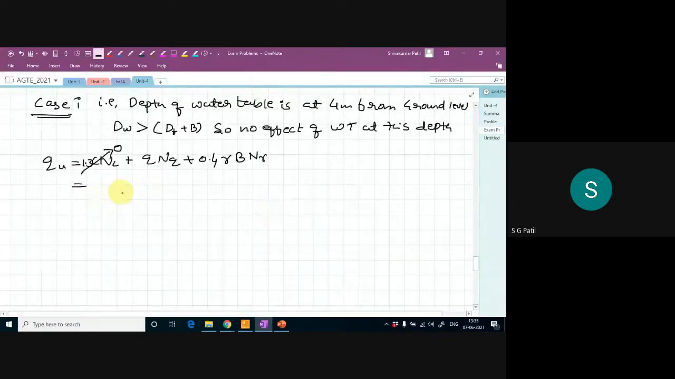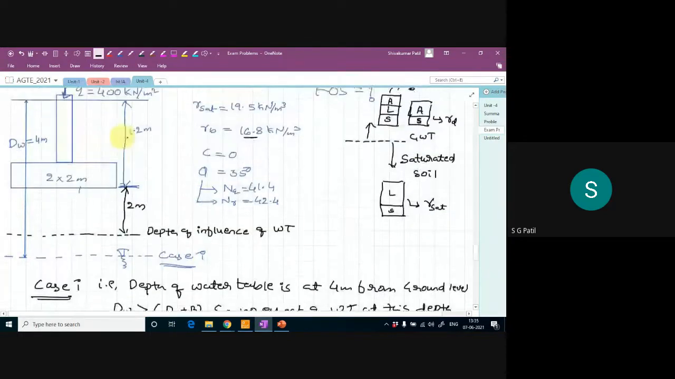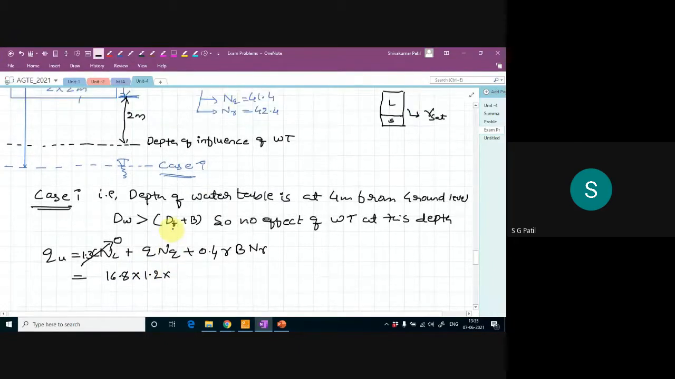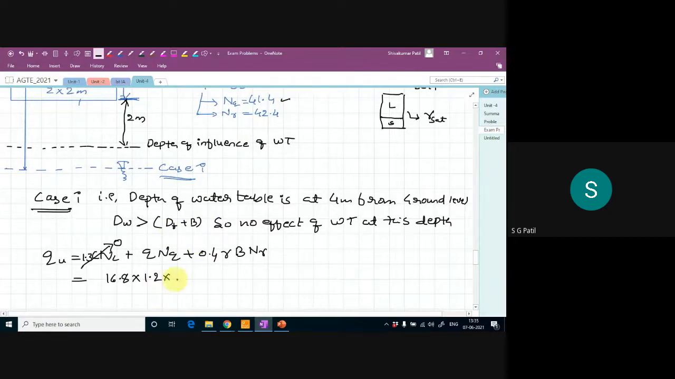So 16.8 into what is the depth of foundation? 1.2 meter. So 1.2 into what is the Nq value they given? Nq value is 41.4. Okay, so this is my second term, plus what is the third term? 0.4 into gamma, 16.8, into width of foundation, 2 meter, into N gamma. N gamma is 42.4.